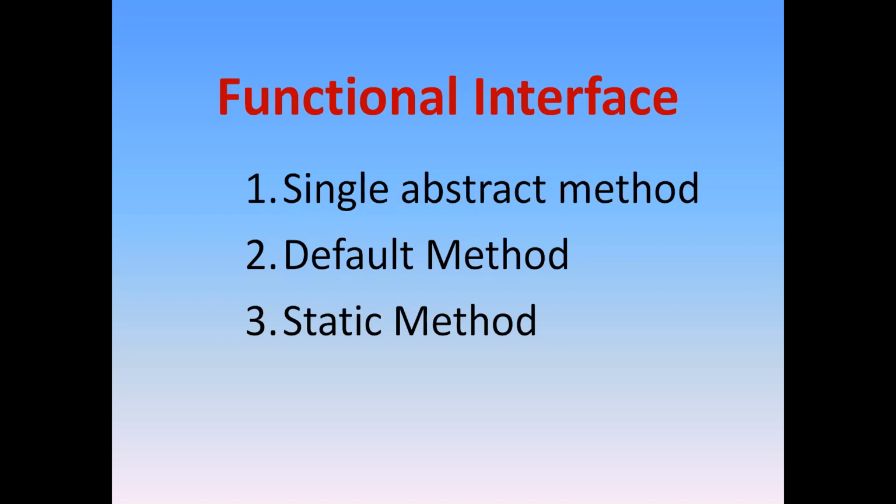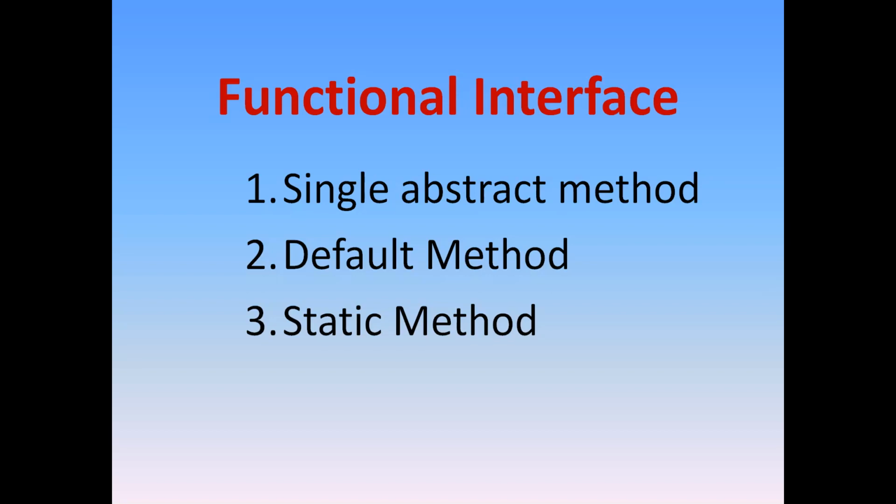For the single abstract method, you have to provide the implementation when you implement the particular interface. But for a default method, it is not necessary to provide the implementation. You can use the same implementation or you can override the previous implementation. And a static method, we all know, cannot be overridden. It has to remain the same.